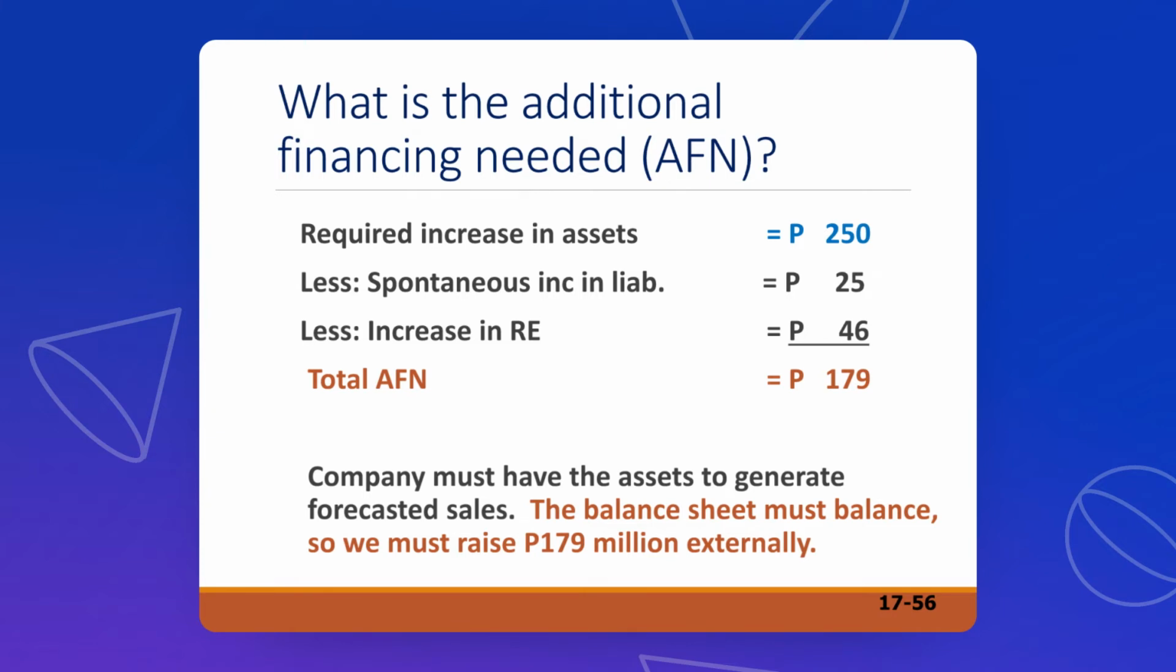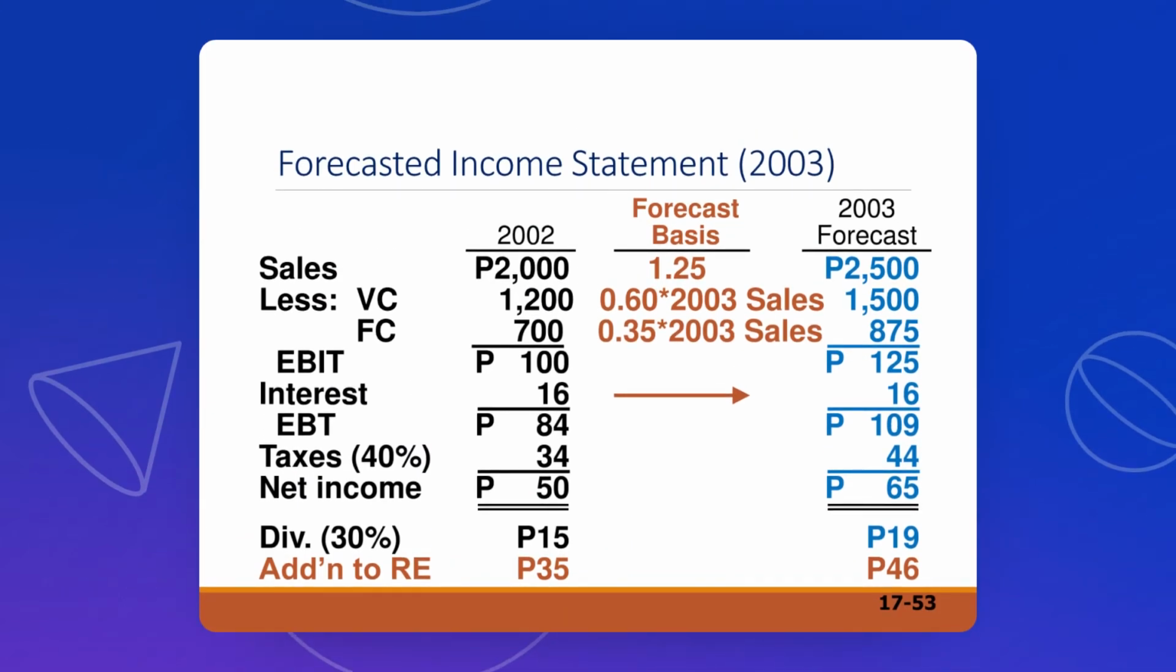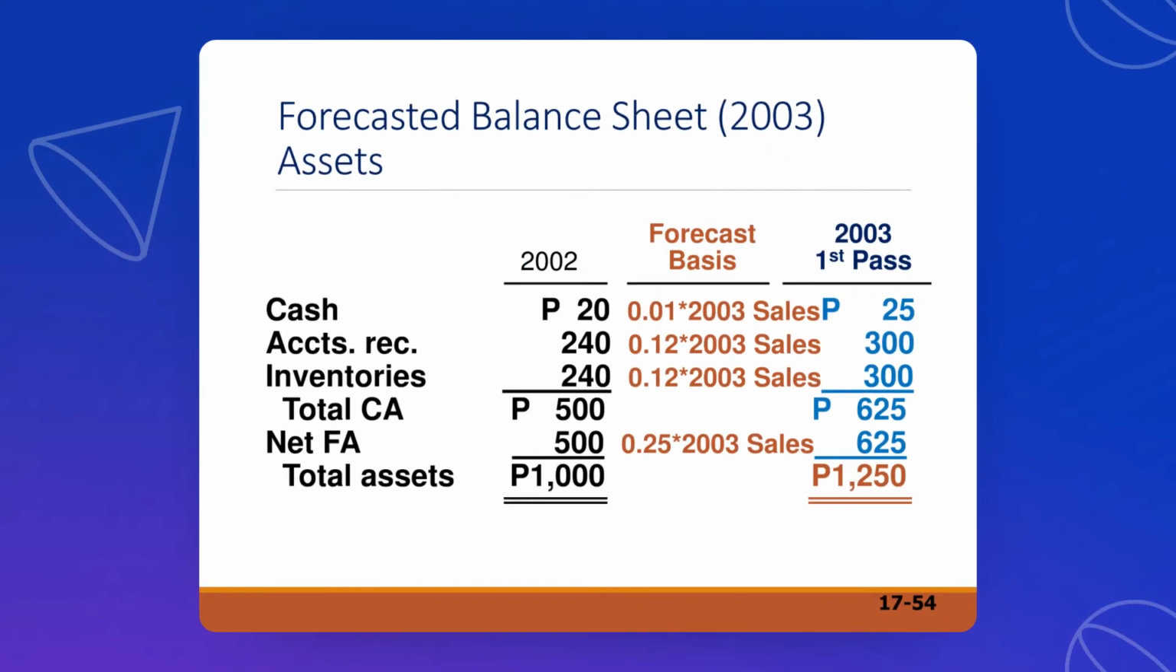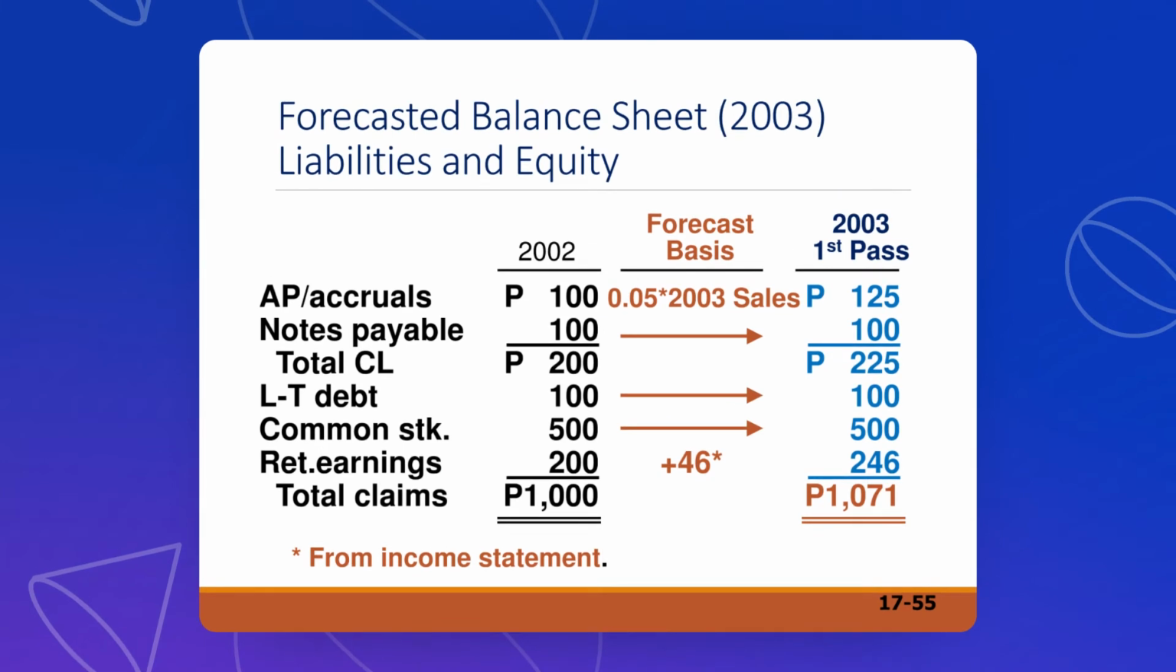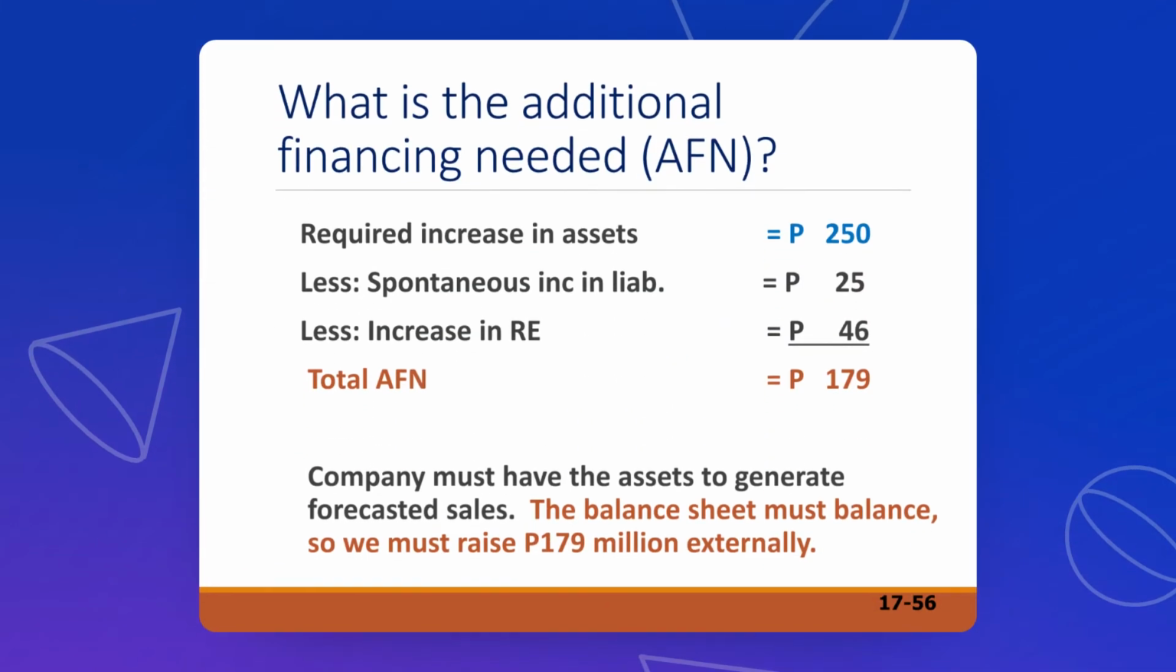So, what is AFN? So, the AFN here is the required increase in your assets. And if you have 250, kanina, 250 to ha? Okay. Yan. 1,000 and 1,250, right? That's why you have here increase of 250. Spontaneous increase in liabilities, meaning increase in your liabilities. Total CL, 200 and 225. Very good. And also your increase in your RE.